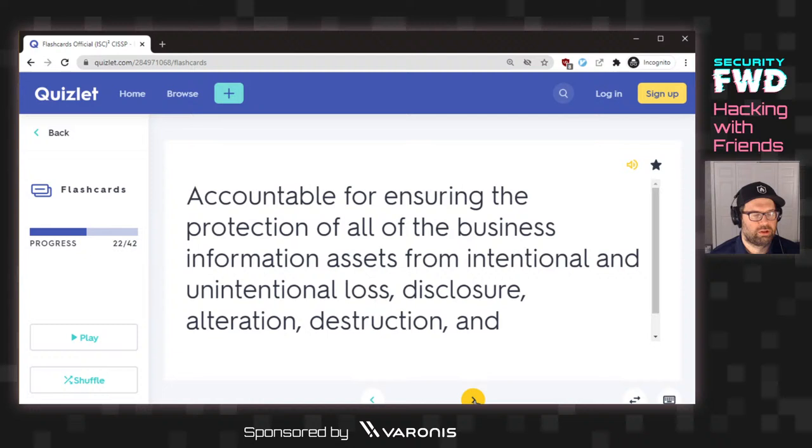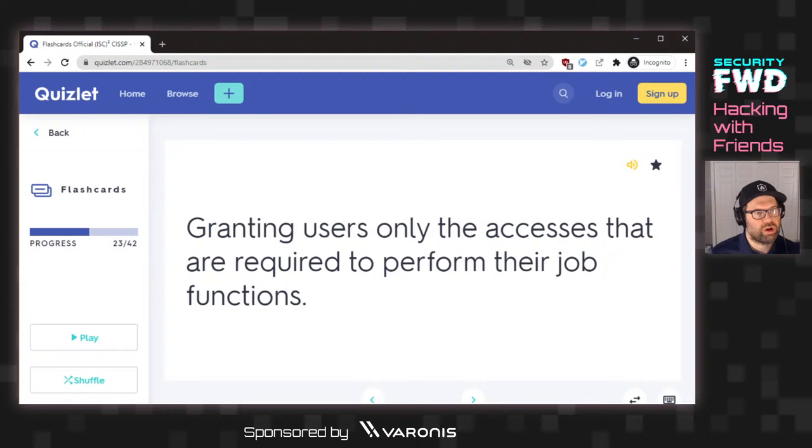All right, granting users only the accesses that are required to perform their job functions. I would probably just have written access, but hey, they're in charge. Granting users only the access that are required to perform their job functions. Least privilege. Least privilege, that was an easy one.